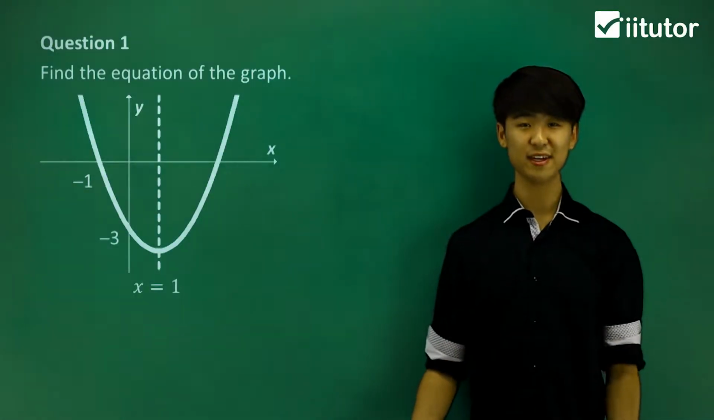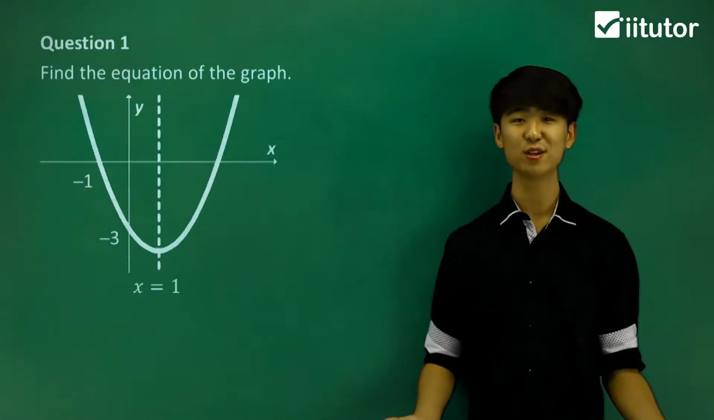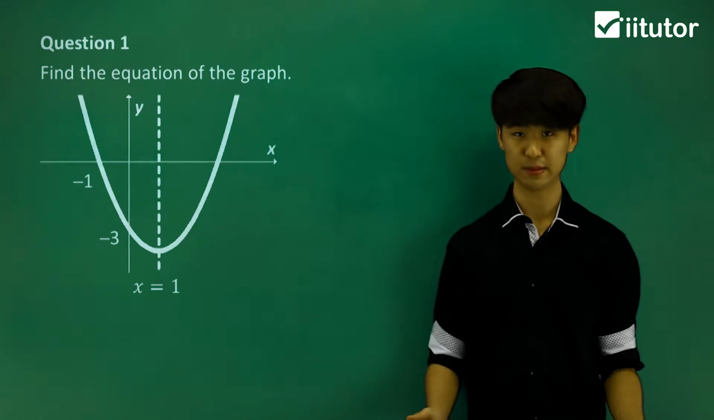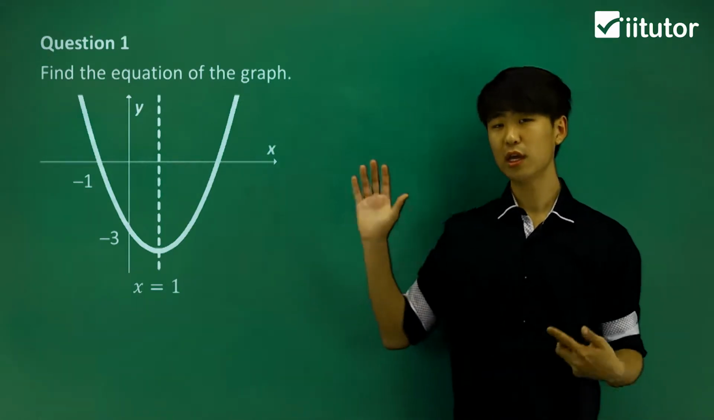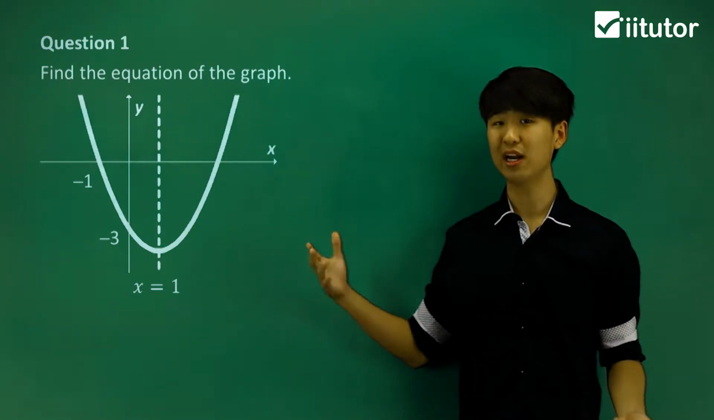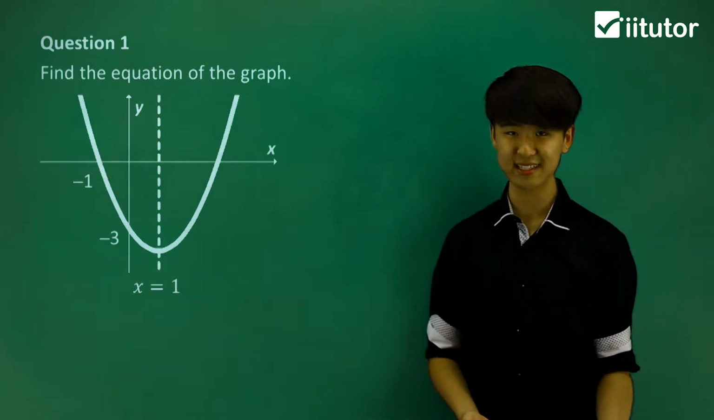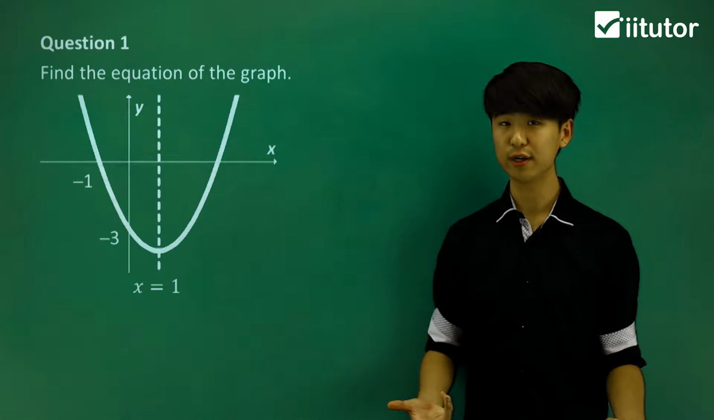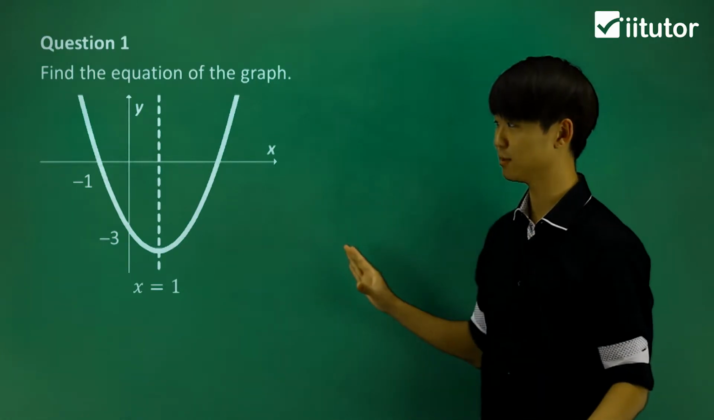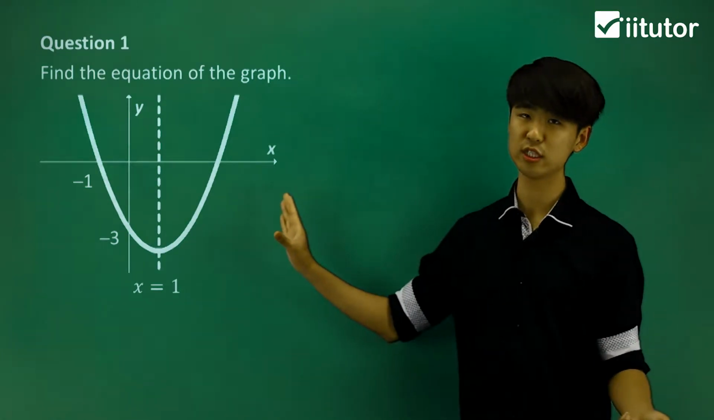Let's find the equation of quadratic graphs by looking at the axis of symmetry. If we're given a question that asks us to find the equation of a quadratic graph, but it doesn't give me all the intercepts, then we can still work on it by looking at the axis of symmetry. So let's take a look at this question that we have.